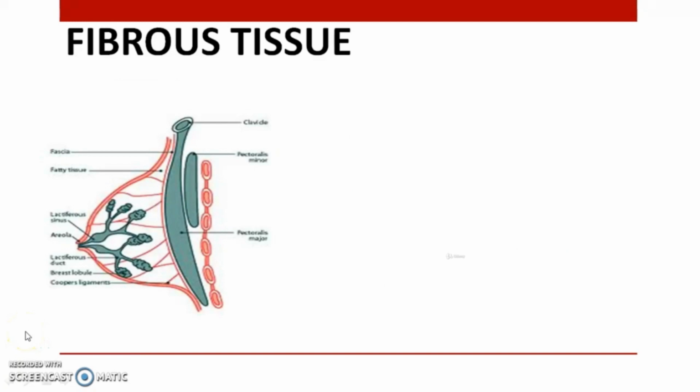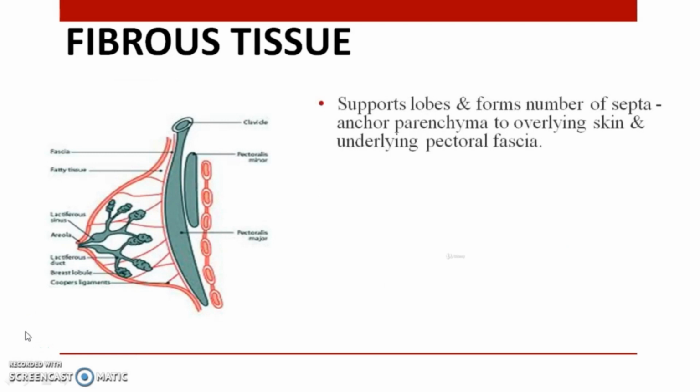So now we are going to see about fibrous tissue. You have to know it is the tissue which supports the lobes and forms a number of septa which anchor the parenchyma to the overlying skin and the underlying pectoral fascia. So from outside to the inner side, we have that grip made by this fibrous tissue which supports all the lobes together by forming septa. These septa extend from the skin till the pectoral fascia which is present posteriorly; till that, this fibrous stroma is going to extend.